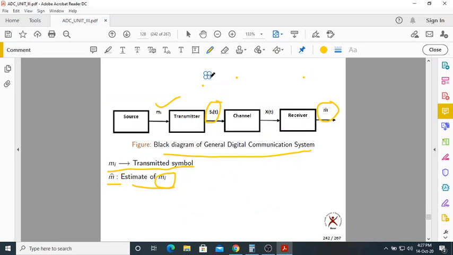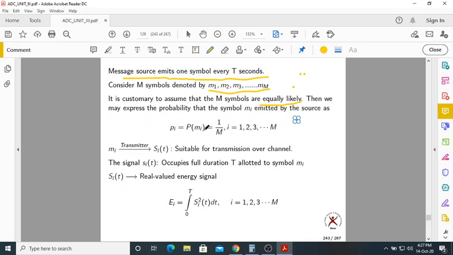It is customary to assume that all the symbols being emitted are equally likely, which means the probability of emitting symbol M1 is the same as symbol M2, and so on, the same as symbol MM. That probability is equal to 1 by M. You know this concept already. If all are equiprobable, the probability of each event will be 1 by the number of events. Here the source is emitting M symbols, so the probability of each symbol is 1 by M.